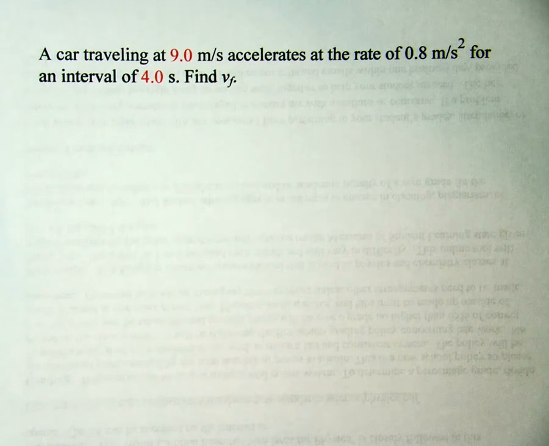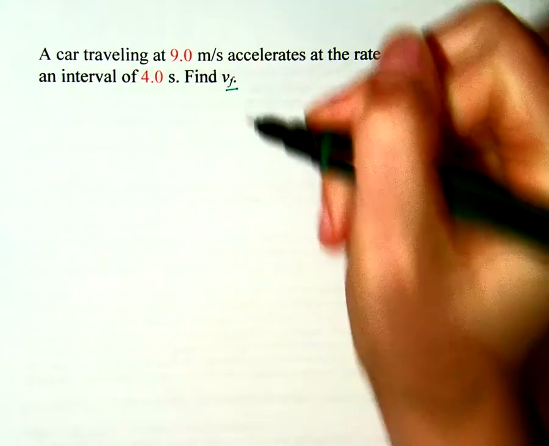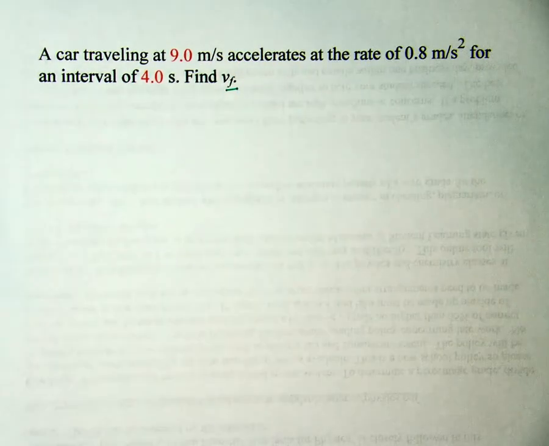A car traveling at 9 meters per second accelerates at the rate of 0.8 meters per second squared for an interval of 4 seconds. Find the final velocity. This little subscript f tells us that we are looking for that final velocity.